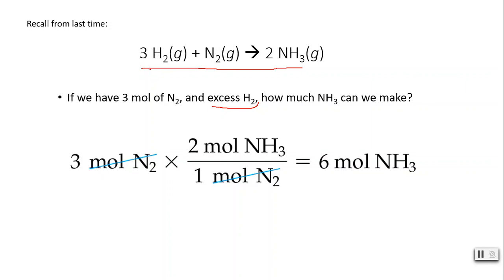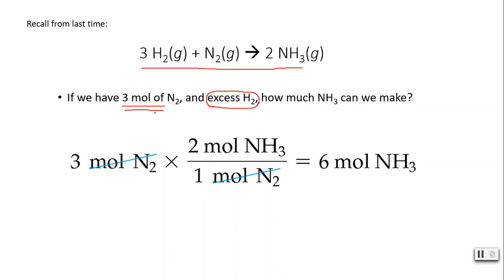So if you recall from last time, one of the example problems was this balanced chemical equation. And I said if we have 3 moles of nitrogen and excess hydrogen, how much NH3 can we make? And at the time, I said that the fact that I stated that there was excess hydrogen would become more important later. The reason why you didn't need to know exactly how much hydrogen gas there was is because I specifically told you the amount of one reactant, specifically nitrogen gas.